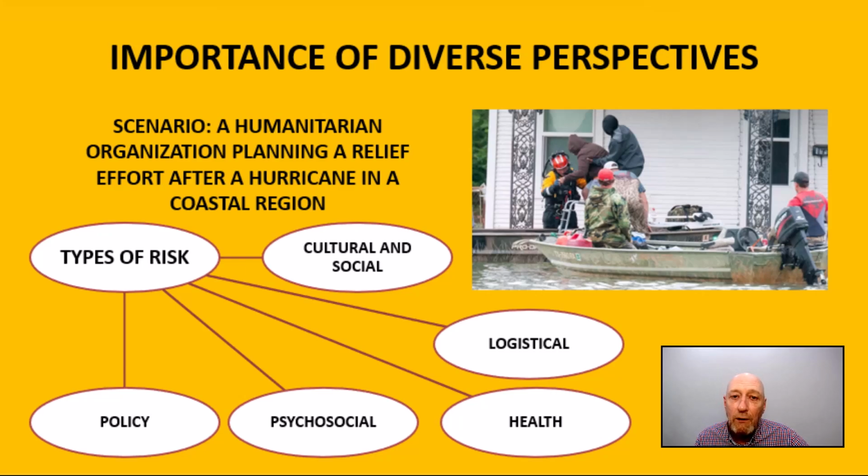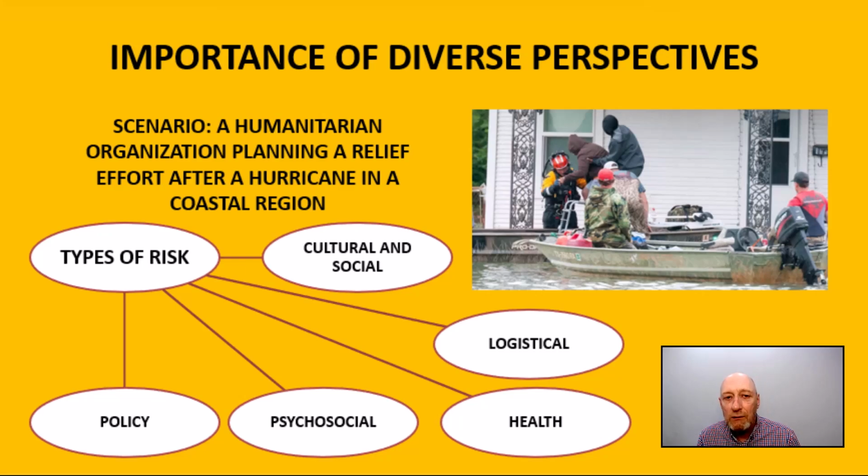Aid workers and government officials may bring attention to logistical challenges such as damaged infrastructure, impassable roads, or restrictions on the movement of relief supplies. This can help in planning efficient delivery routes and addressing potential bottlenecks. Healthcare professionals can contribute by identifying health risks. These can include the potential for disease outbreaks, lack of access to clean water, or the spread of waterborne illnesses. This information is crucial for designing public health interventions.